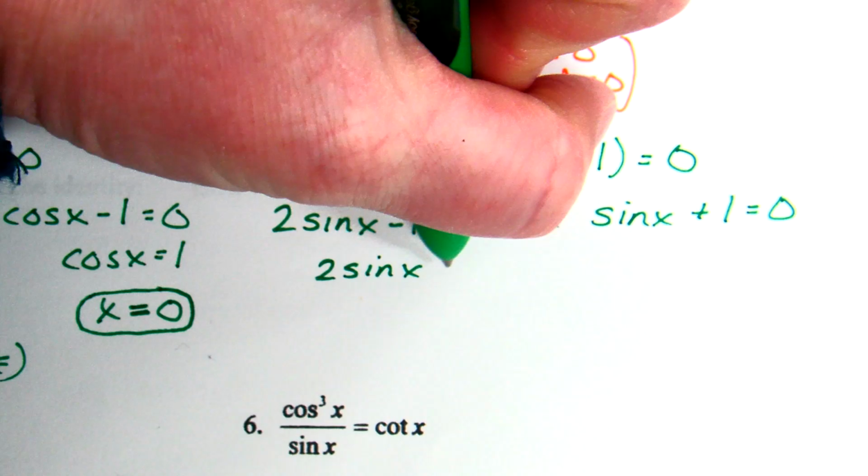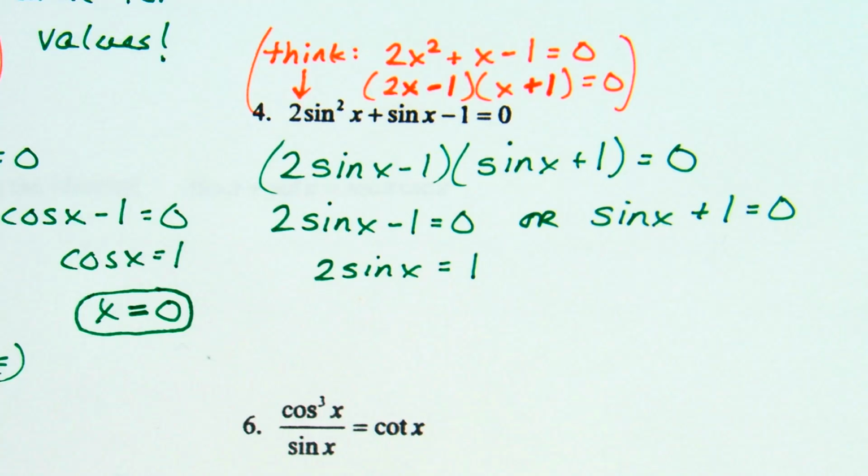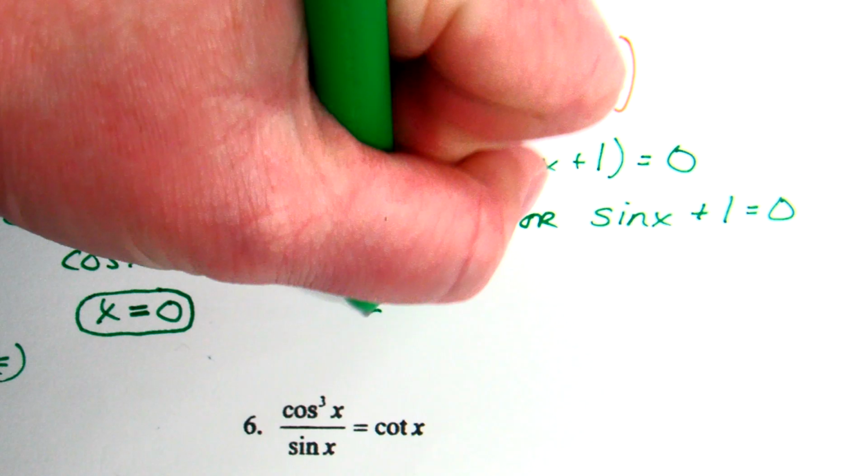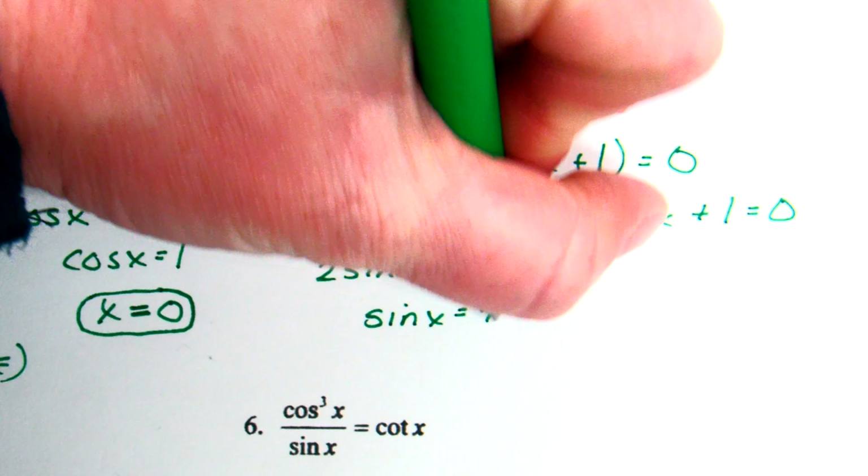Then what? Divide by 2. Think of it as if this was 2x equals 1. That's what you can always do with these: if you're thinking, I have no idea what to do, drop the sine off, think basic algebra. So if we divide by 2, this becomes sine x equals 1/2.